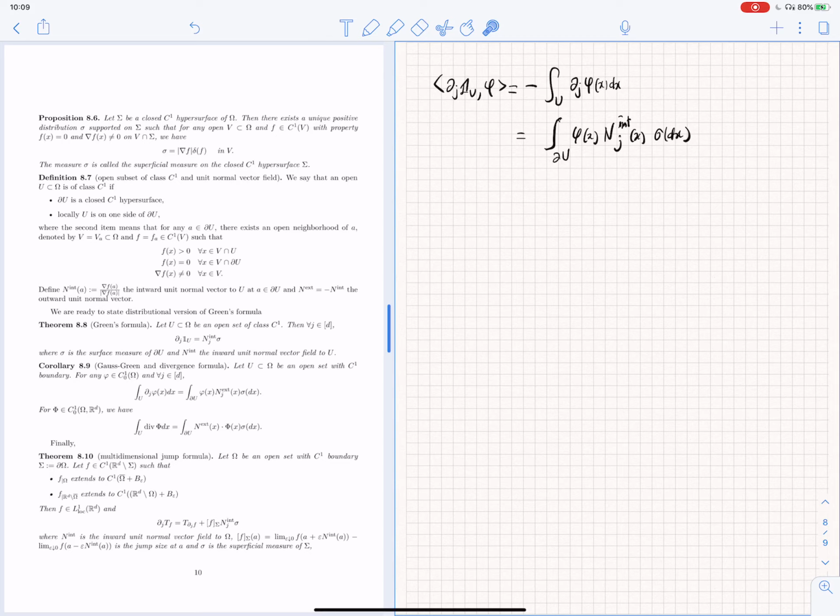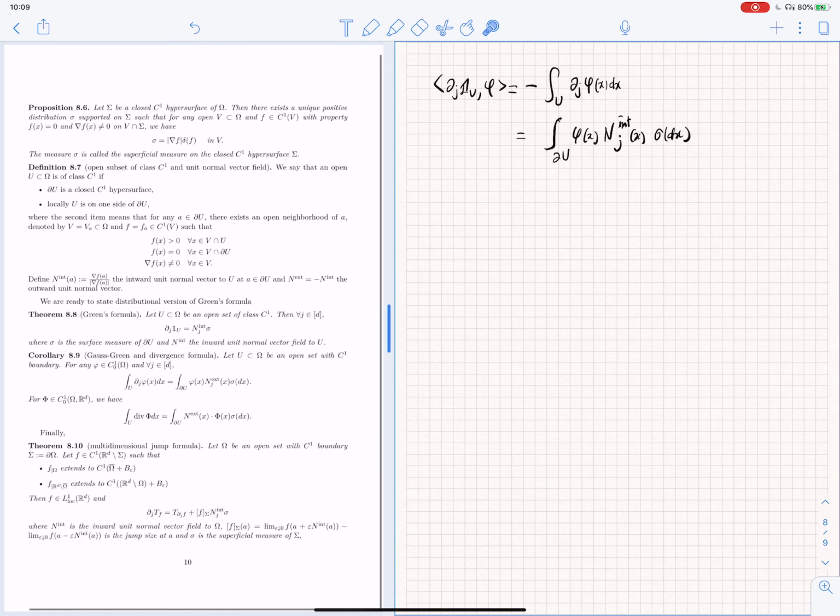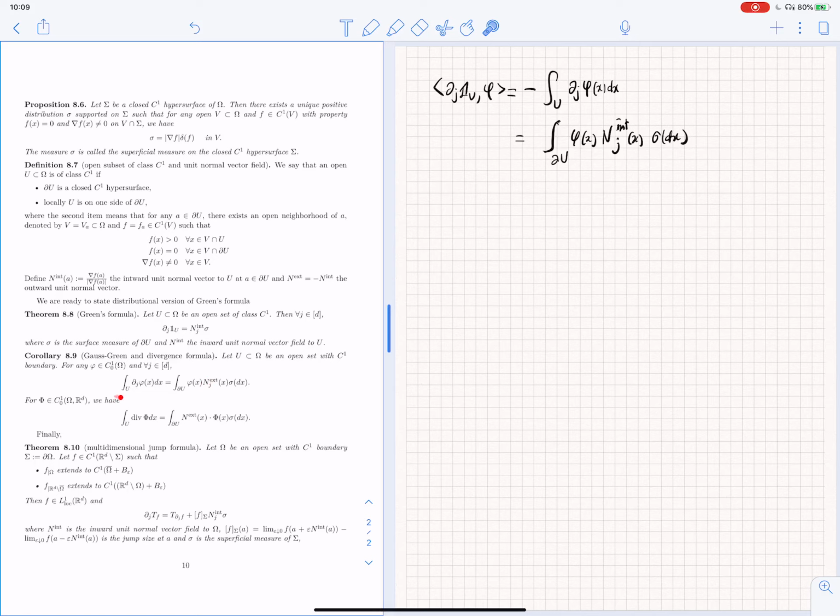And so this is exactly what we have as Green's formula. We just put this negative sign together with this inward normal vector, which becomes the outward normal vector that we have in the formula in here. Right? Exactly the same thing, just applied to the test function.